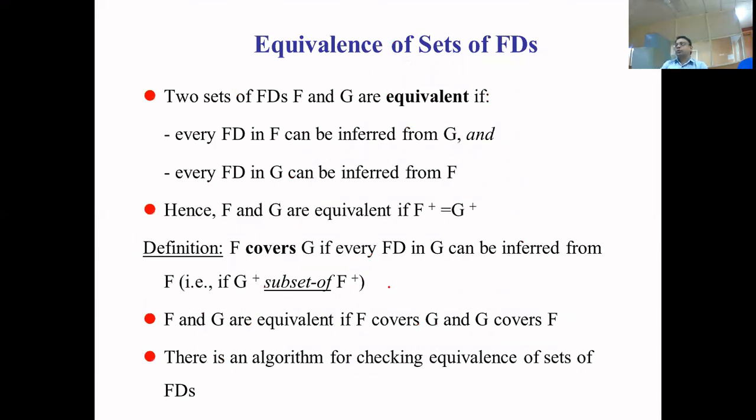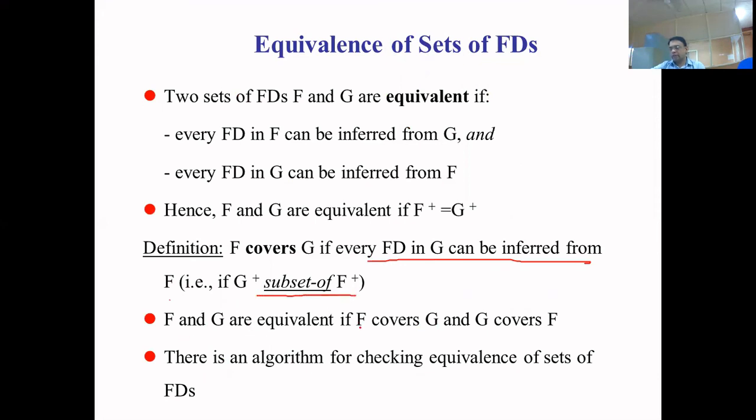We can say two sets of functional dependencies. Next topic is equivalence of sets of functional dependencies. If we have two sets of functional dependencies F and G, we can say they are equivalent if F plus is equal to G plus. We know how to calculate F plus and G plus. If F plus and G plus are equal, then we can say that both sets of functional dependencies F and G are equivalent. F covers G if every functional dependency in G can be inferred from F, that is G plus is a subset of F plus.